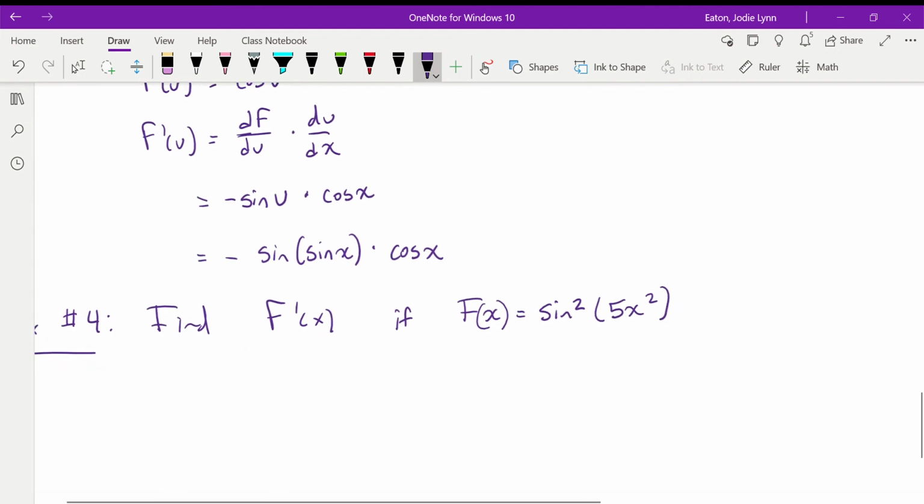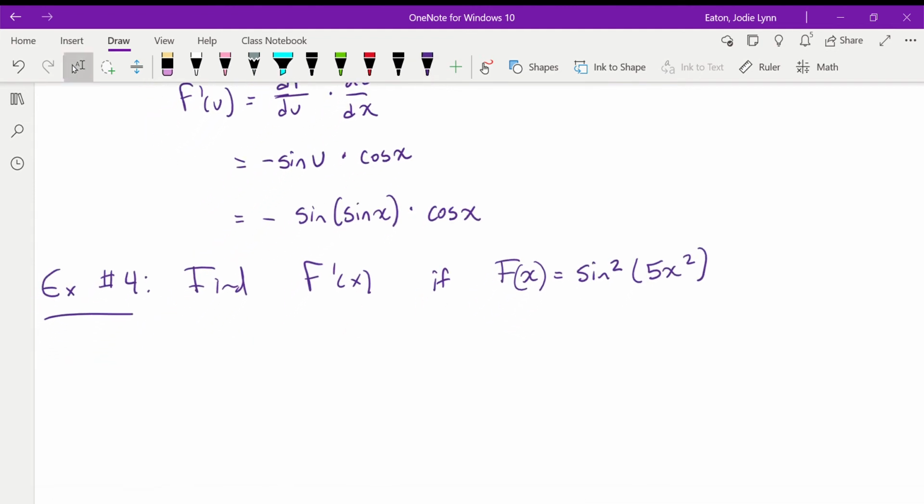So what we want to think about is, we have 3 nested functions, and we have to take the derivative of each one. The very last thing, and we're going to think from last to first: what was the most recent thing that happened? And that was the squared.